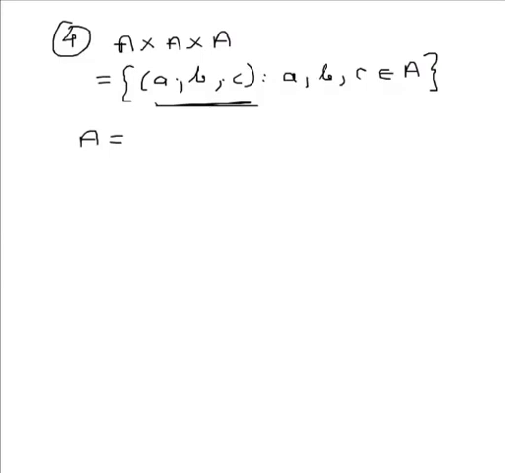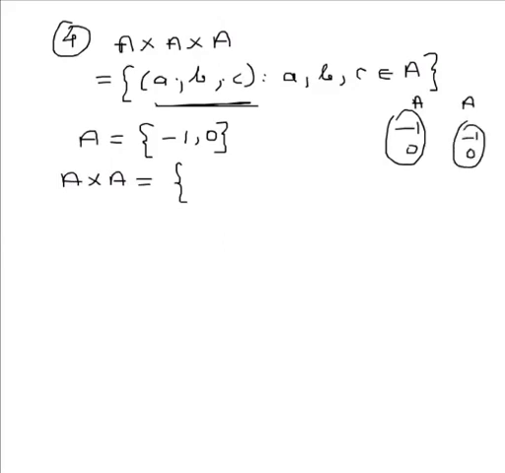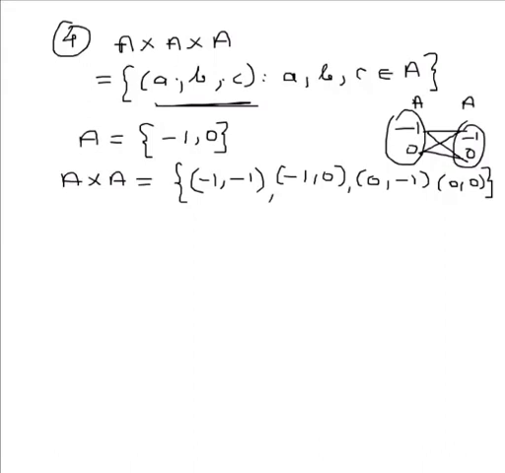For example, let us take set A as -1, 0. Let us first write A cross A, the Cartesian product of A and A. So (-1,-1), (-1,0), (0,-1) and (0,0). A has 2 elements, so 2 2s are 4 elements will be there in A cross A.